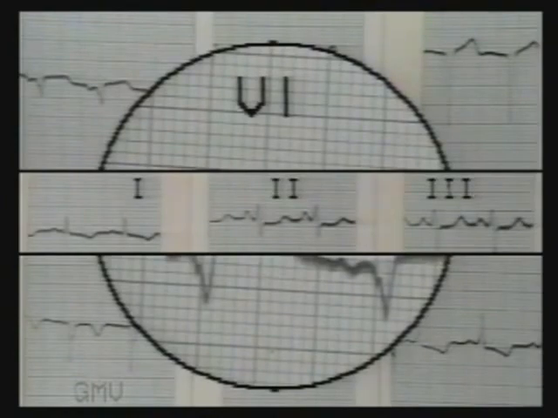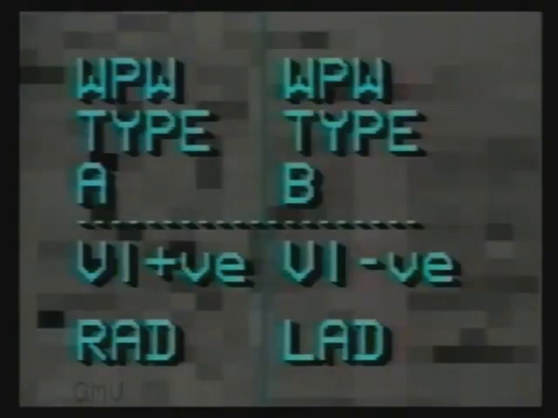WPW syndrome is of two types, type A and type B, also termed V1 positive and V1 negative. In type A, the accessory bundle of fibers is on the left side. It causes a positive QRS complex in lead V1 and right axis deviation.